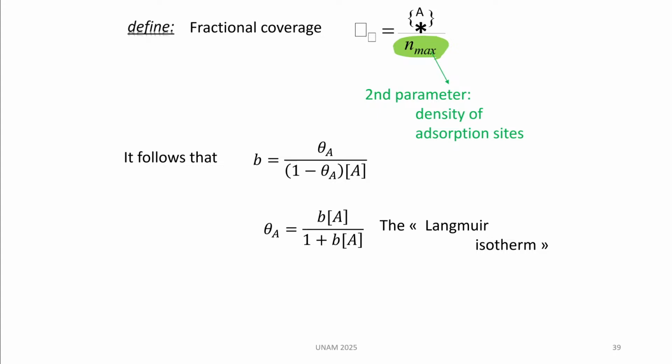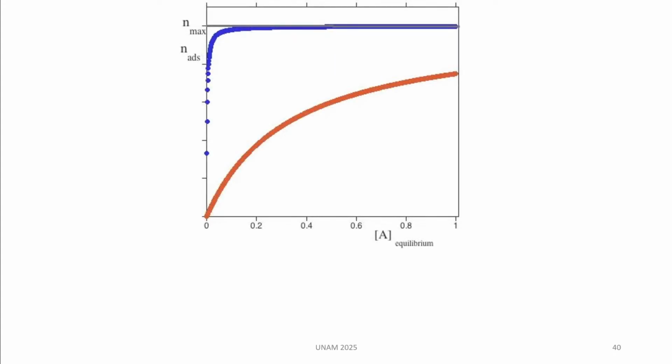how to express the amount of molecules adsorbed in terms of the amount of molecule in the solution, in this case, the concentration in the solution. If you want, instead of theta, you want the real number of A adsorbed, you just multiply by n max. Okay? And what does it look like? Like this. This is a typical Langmuir shape.